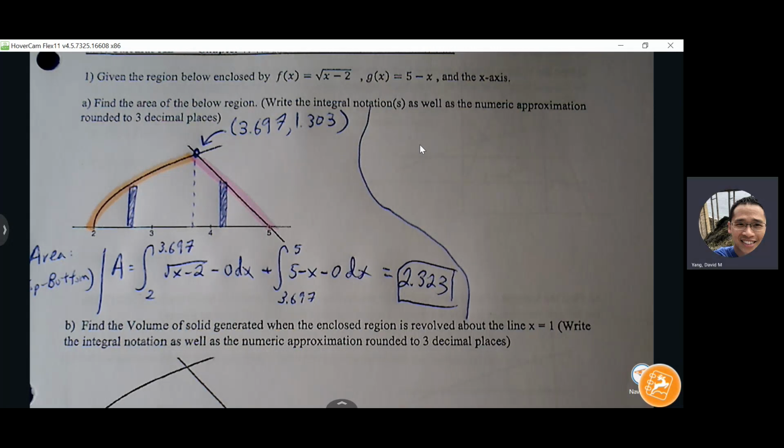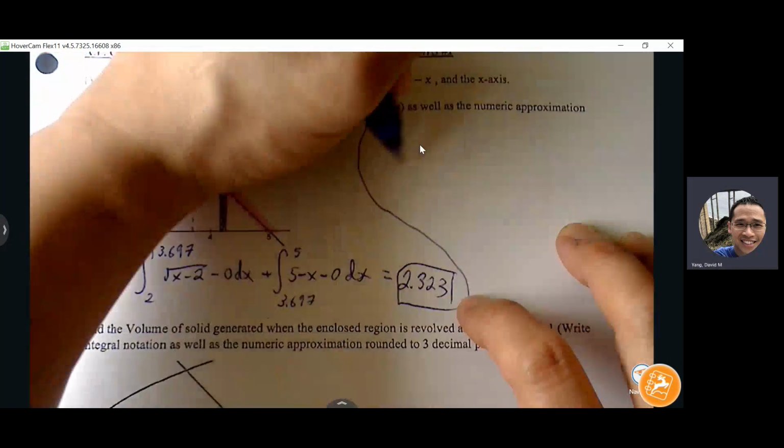Okay, let's do the same problem from a right minus left perspective. I'm just going to draw the graph here.